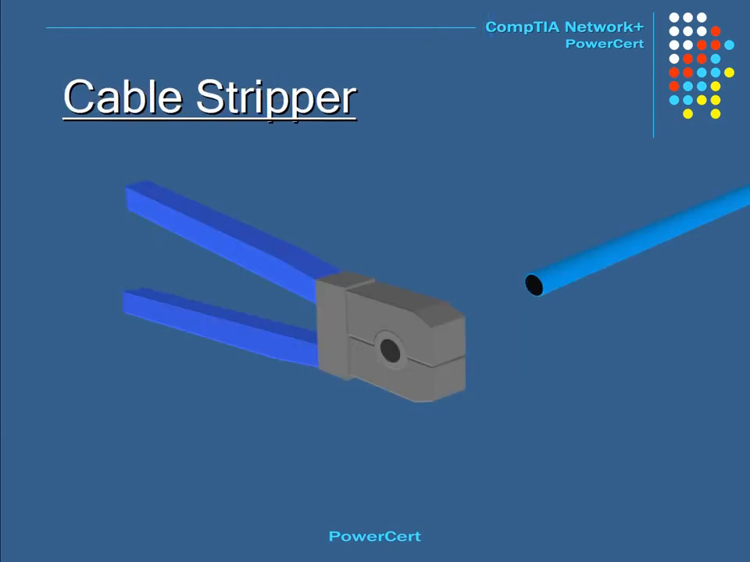The plastic shielding around a network cable must be removed in order to crimp a connector. And this is done by using a cable stripper. The cable is then inserted into the tool, and then the outer plastic shielding is removed.